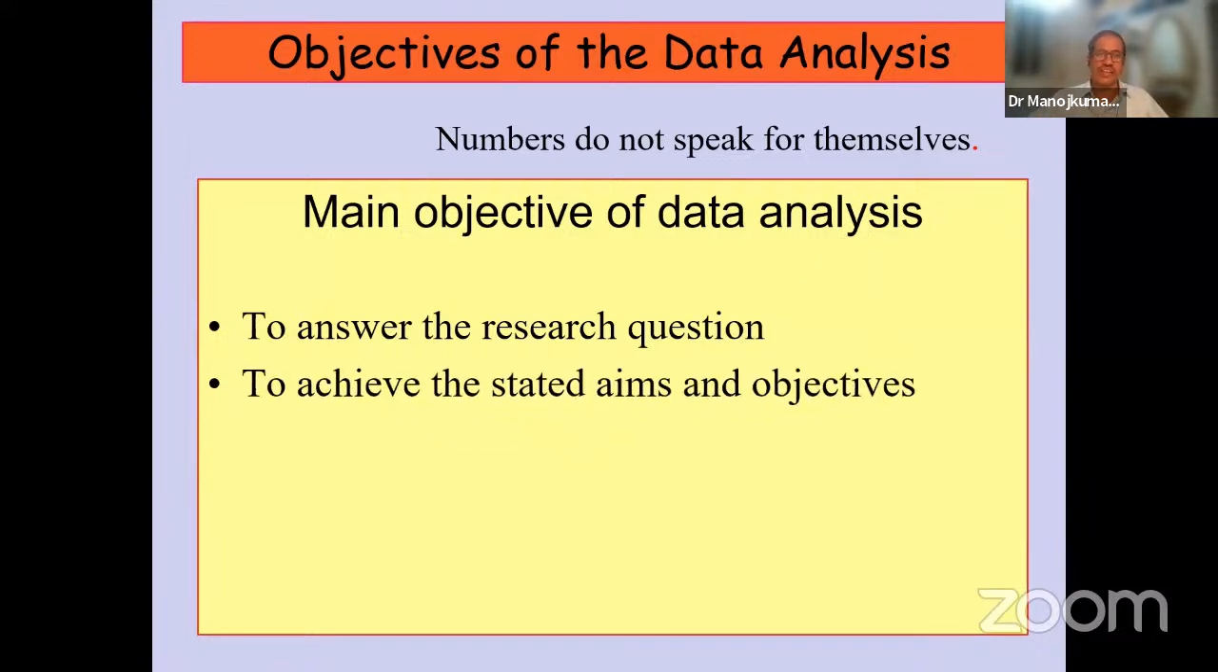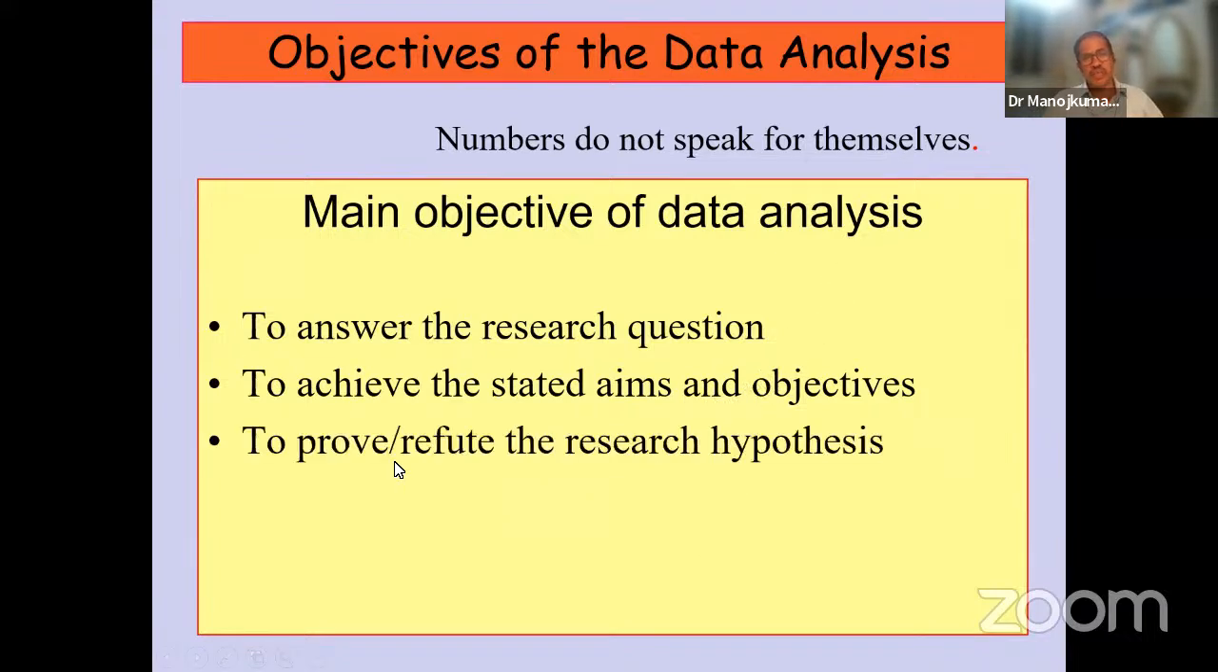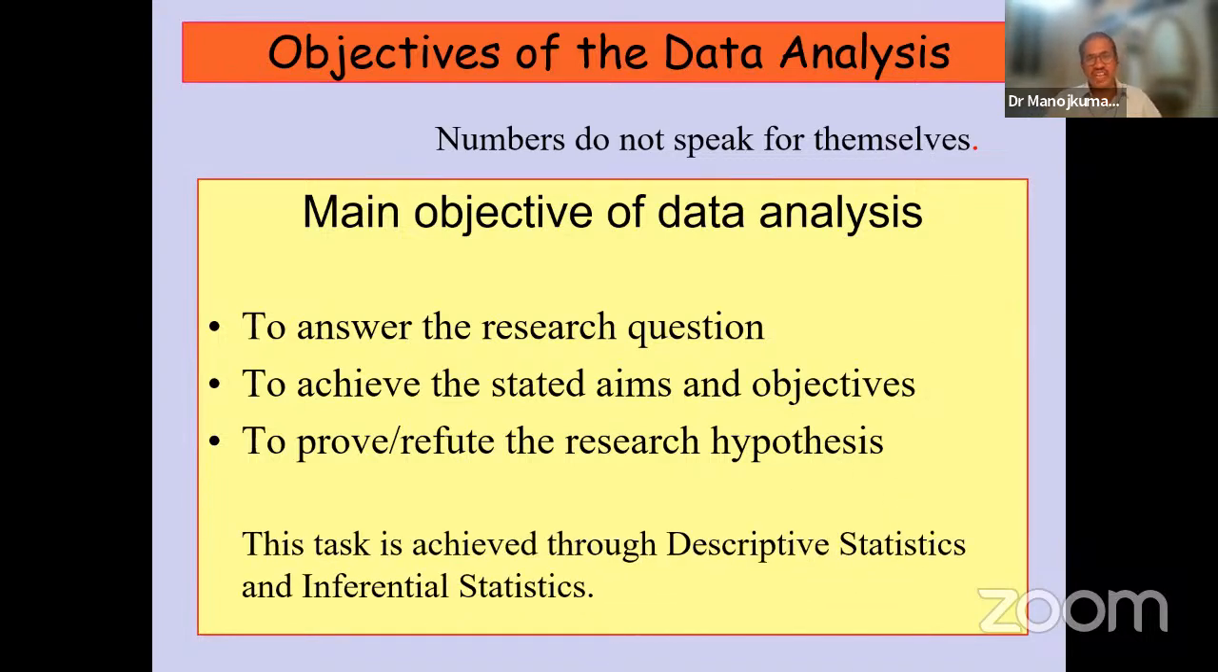If you are conducting an experimental study or analytical study, we have a hypothesis. We have stated our research hypothesis. So this research hypothesis has to be either confirmed or refuted. So how are all these tasks achieved? Mainly all these tasks are achieved through generating descriptive statistics and inferential statistics.